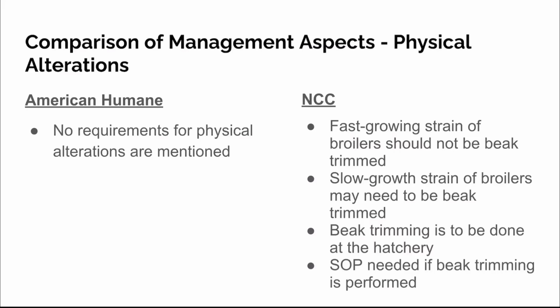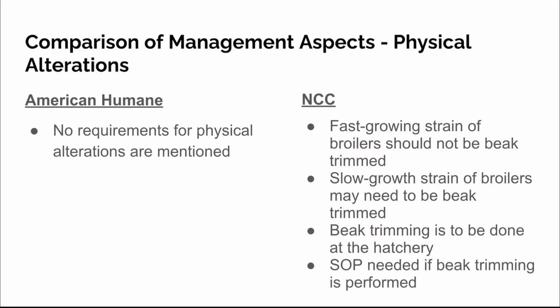And then physical alterations. Here, American Humane actually did not have any requirements about physical alterations, and some of these could be beak trimming or dubbing, and they didn't provide any information about anything like that. However, the National Chicken Council did for beak trimming. Fast-growing strains of broilers shouldn't be beak trimmed because these birds only live about 42 days, so there's not really a reason why they should have their beaks trimmed.